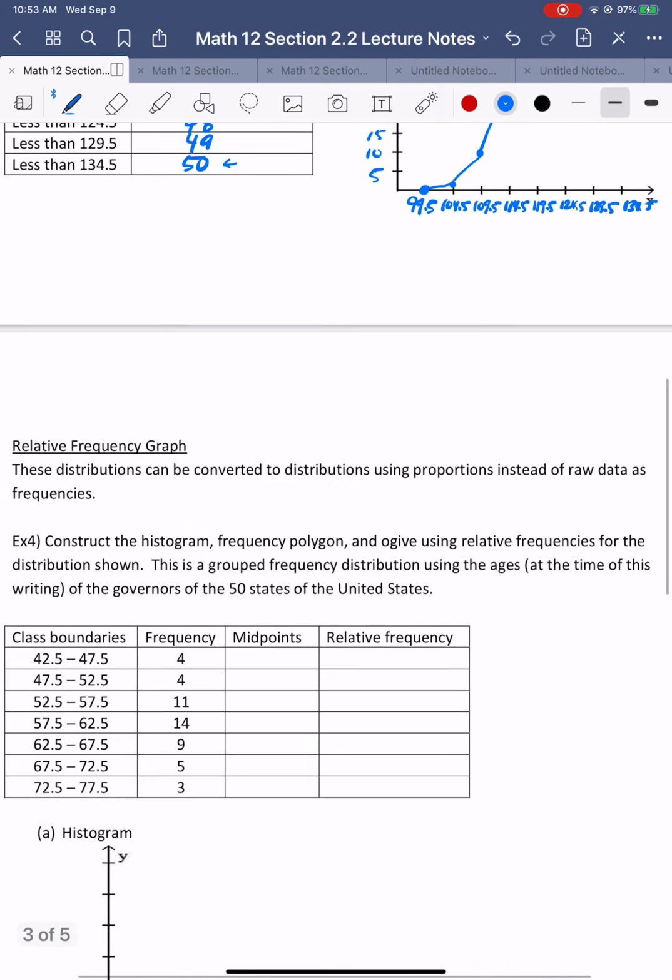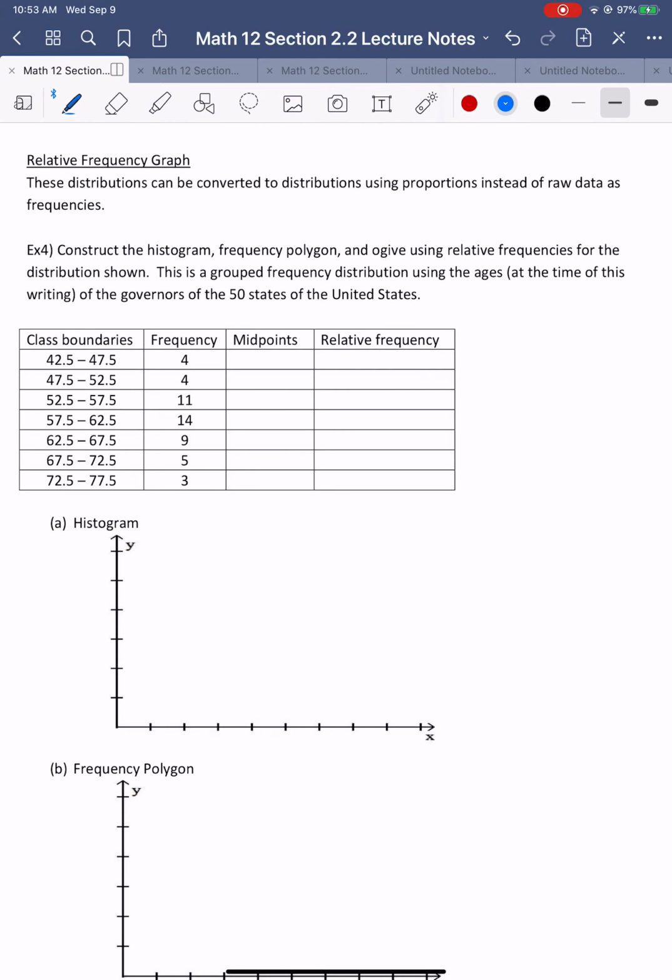Now we're going to talk about the relative frequencies. So in order to get relative frequencies, the distribution can be converted to a distribution using the proportion instead of the raw data as a frequency. So we divide by the total number. So construct the histogram and frequency polygon, ogive, using the relative frequencies for the distribution shown. This is a graph of a grouped frequency distribution using the ages, at the time of this writing, of the governors of the 50 states of the United States.